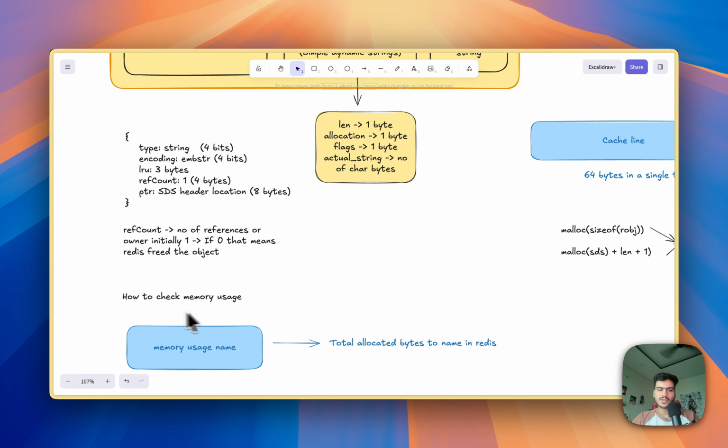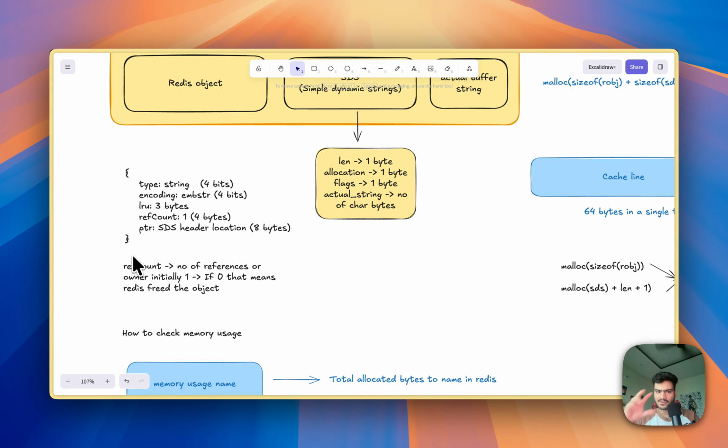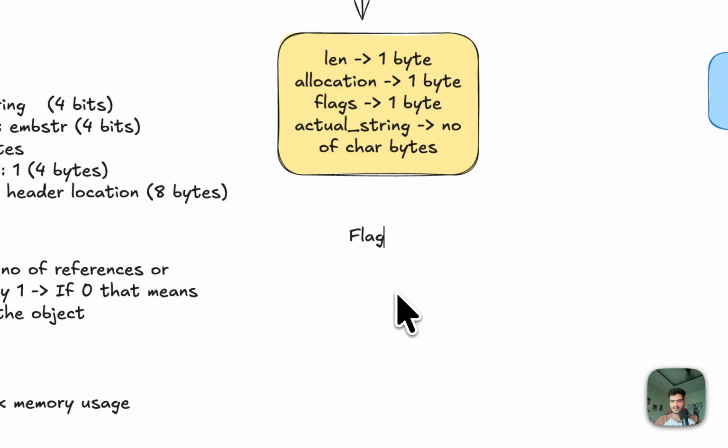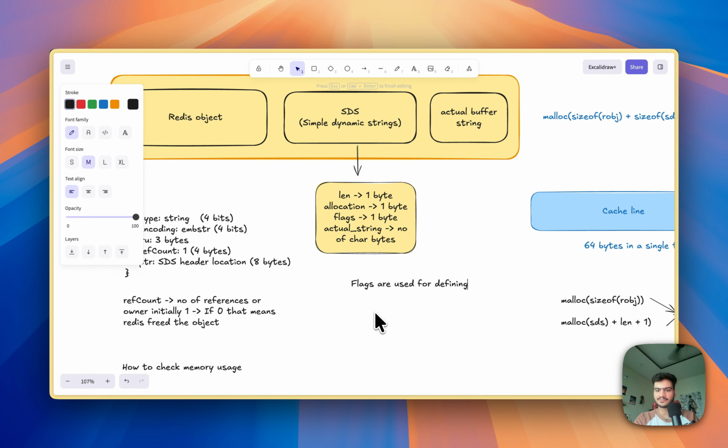So you already know how to check memory usage, right? So this is the basic structure of redisObject. It will store the type of your object, encoding of the object, LRU, reference count, and pointer. This pointer will point to another location in memory, which is SDS, and this SDS is also a dictionary which will store the length of your string, and allocation, like how much memory we have allocated to this particular string value that we are storing. It will store flags. Flags are used for defining the type of SDS header.